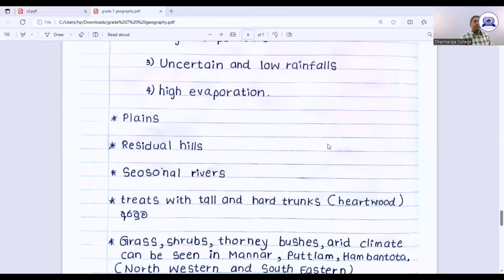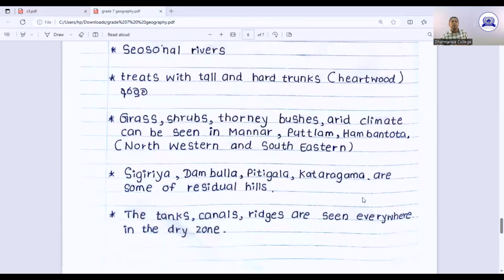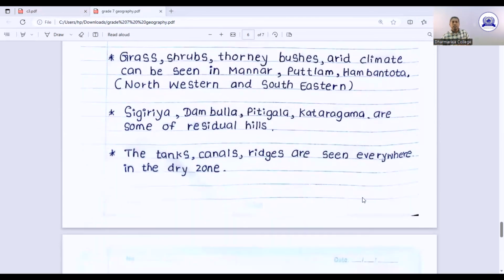Then there are trees with very tall trunks, grass, shrubs, thorny bushes. Very hot and dry. That means an arid climate, like Mannar, Puttalam, Hambantota, Kataragama, Anuradhapura. You can understand about that. Understand? Yes.